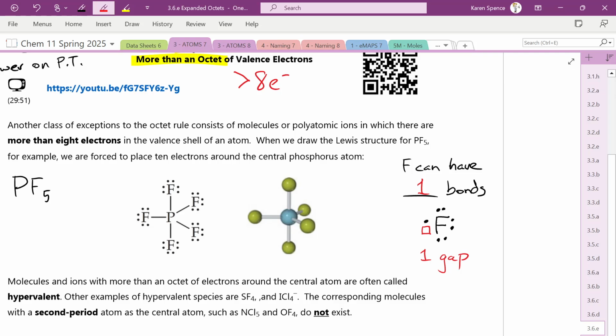Okay? Fluorine is only ever 1 bond. So it's not like we could say P, F, F. That would not be okay, because that fluorine right there would have 2 bonds, and that is a no-no. Okay?